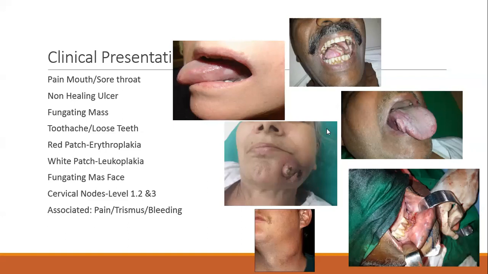So these people can present with trismus, very occasionally with bleeding, and sometimes with odynophagia if the tumor is involving the posterior pharyngeal wall of the oropharynx or back of the tongue or tonsil. So they will have a complaint of painful swallowing. All right, odynophagia is painful swallowing, dysphagia is difficulty swallowing. So these are the various clinical presentations. You must look at this slide carefully.